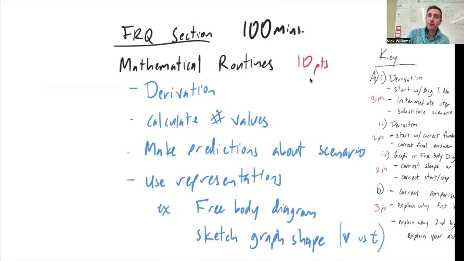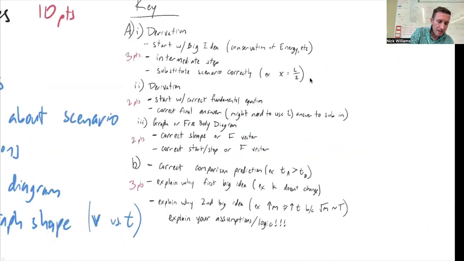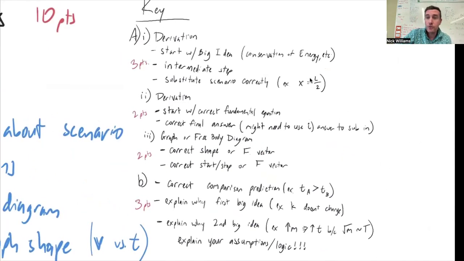So for mathematical routines, you will be asked to take a derivation. You will be asked to calculate some numerical values. You'll be asked to make predictions about the scenario that's given, and then you'll be asked to use some kind of a representation. Maybe it's a free body diagram, maybe it's sketching a graph shape. So in terms of the key, where your points are going to be on this one. In part A, they will usually break part A into 3 parts, I, double I, and triple I.